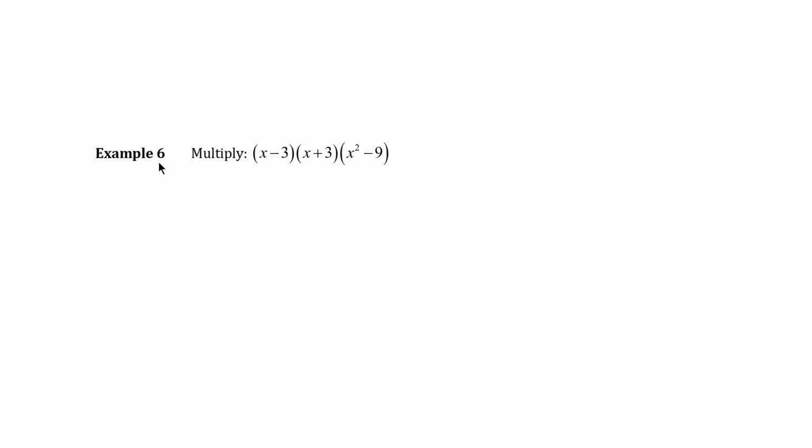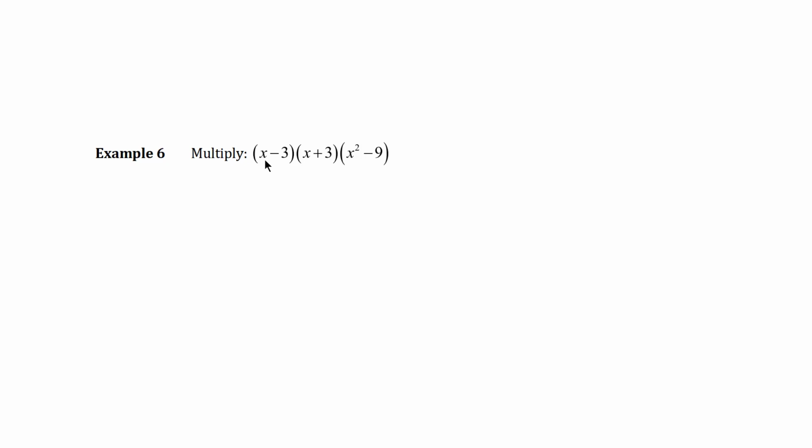For example number 6, multiply. We have three binomials multiplying each other. First binomial is x − 3, times the second binomial, which is x + 3, times the third binomial, which is x² − 9. The first thing that we need to do here is just multiply going from left to right. Starting with the first two binomials, this is a difference of squares.